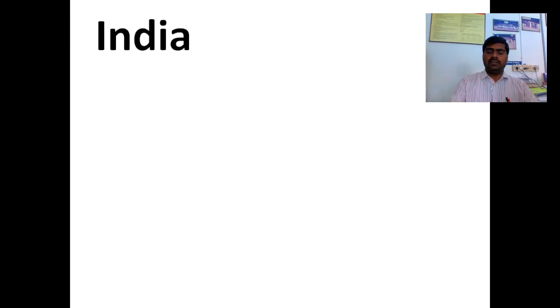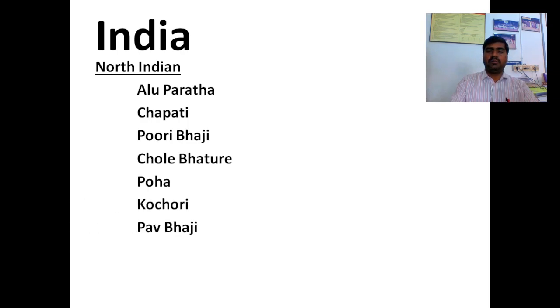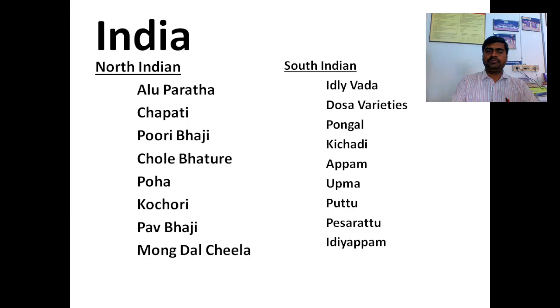In India, we have specific and specialized dishes offered in the south, north, east and west regions. We are taking north and south as important regions for the breakfast service. In North India, we preferably serve aloo paratha, chapati, poori bhaji, chole bhatura, poha, kachori, pav bhaji, moong dal chila. In South India, we offer idli vada, dosa varieties, pongal, khichdi, appam, upma, puttu, pesarattu, idiyappam.